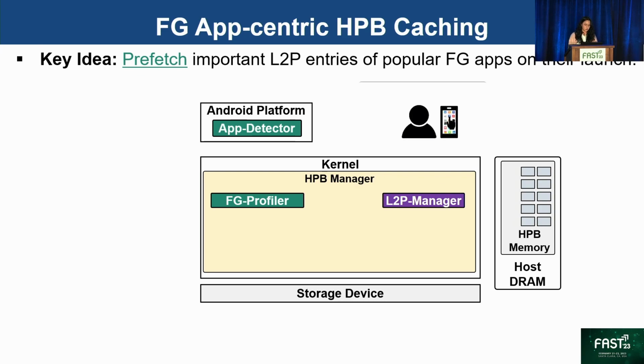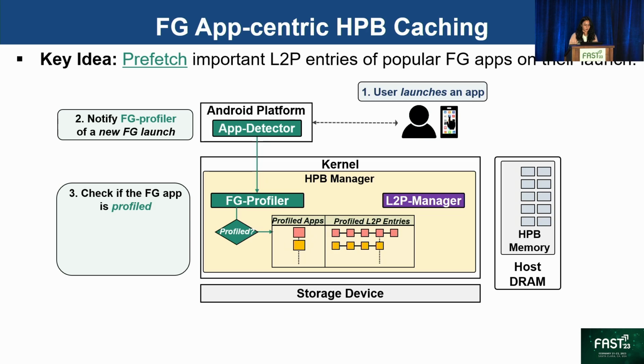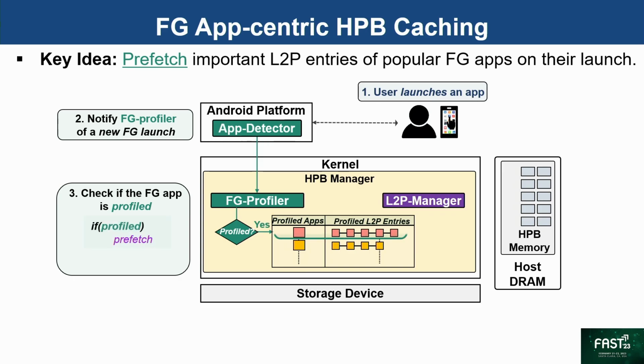So whenever a user launches an app, the app detector is notified of a new foreground app launch, and it delivers a launch start signal to the foreground profiler. The foreground profiler searches the profiled L2P list of the user-launched foreground app, and if the app is found in the profiled list, the foreground profiler requests the L2P manager to prefetch the L2P entries in the list.